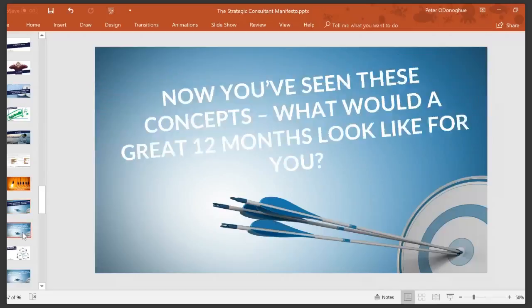But here's the thing. Now you've seen those concepts, what would a great 12 months look like for you? Go back into the chat there and just type in what your 12 months could look like, even if you took a couple of these different models. What could greatness look like if you took one or two?